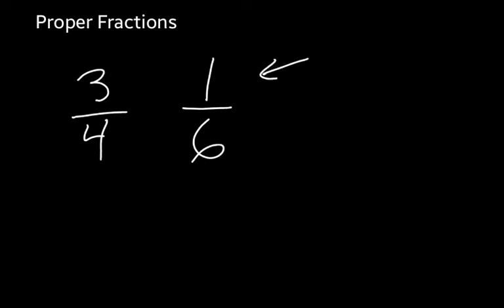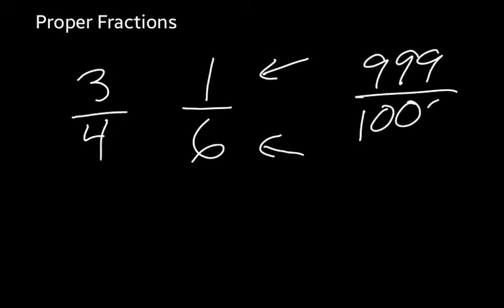Proper fractions are the most common types of fractions, and that is where the numerator, the top number, is smaller than the bottom number, the denominator. So 3/4 is an example of a proper fraction. 1/6 is an example of a proper fraction. And you can come up with any number of examples here, just as long as the numerator, the top number, is smaller than the denominator, which is the bottom number. So again, just another example, 999 over 1000.